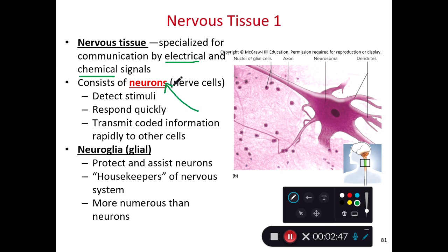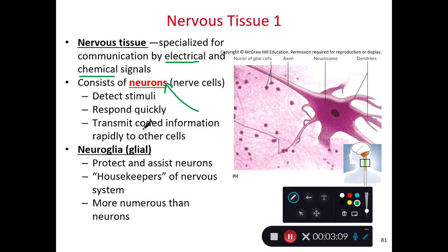And they're kind of like the rock stars of the nervous system. Everybody focuses on the neurons and fixates on the neurons, myself included, because they are such a significant cell type in our nervous tissue. Our neurons can detect stimuli. They can rapidly process that stimuli and then transmit that information to adjoining cells.